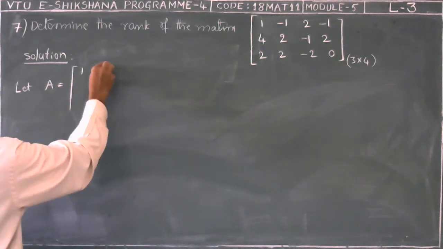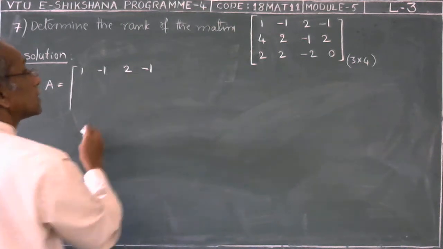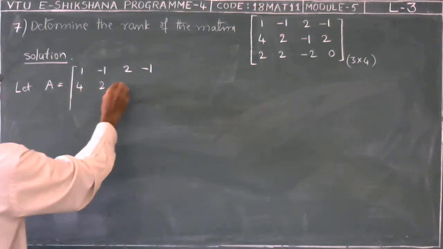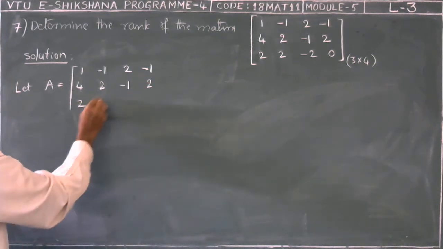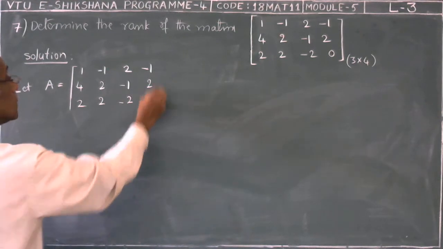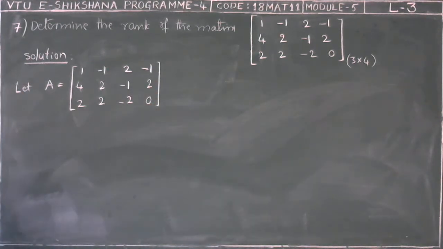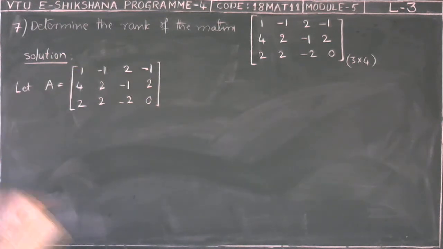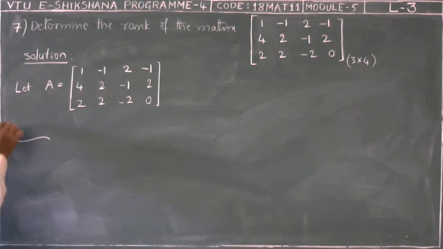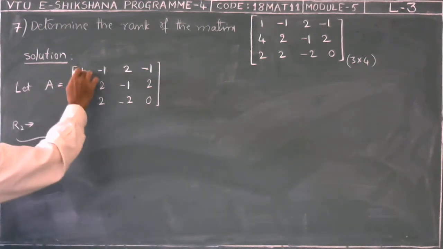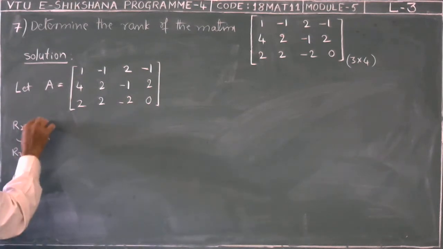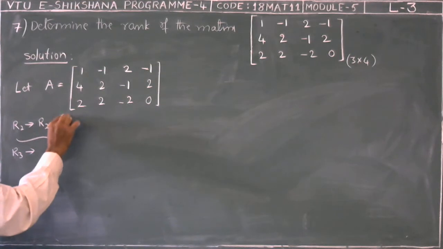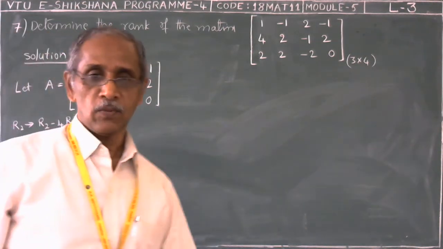A is equal to 1, minus 1, 2, minus 1; 4, 2, minus 1, 2; 2, 2, minus 2, 0. So in this example, there is already 1 in the leading entry, the first row, first column. So you can perform the operation to make changes in R2 and R3 like this. Multiply row 1 by 4 and then subtract. So R2 minus 4 times R1.